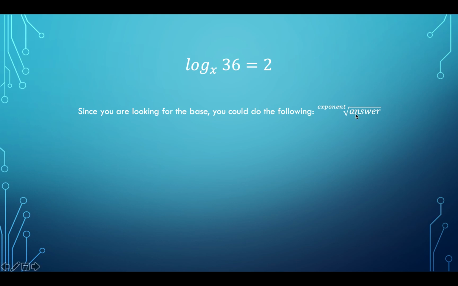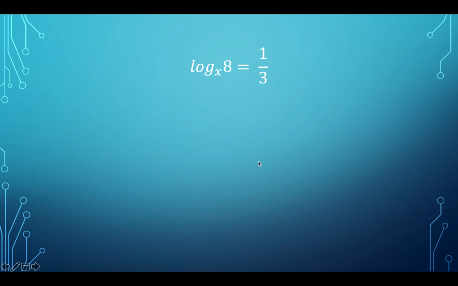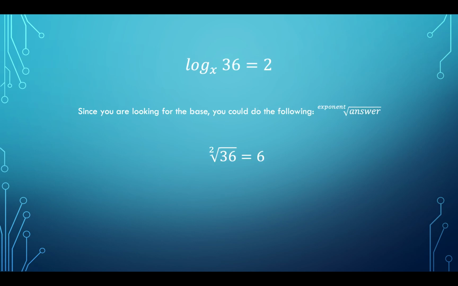So we're going to take the root. Instead of a square root or cube root, the root is going to be the exponent, and underneath the radical sign is going to be our answer over here. So here we will be doing, for example, the square root. So 2 root and then 36. The square root of 36 is equal to 6. So our x is equal to 6.